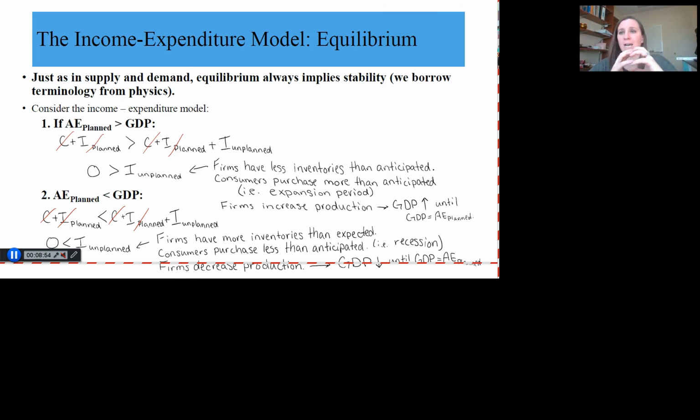So this is a brute force proof where we're saying, okay, let's just consider what could happen and how are the firms going to respond. If we're not exactly at the equilibrium, if we're too far to the left or to the right, we're going to end up going back towards that equilibrium regardless of what case we're in. So this is why it's an equilibrium and it's a stable equilibrium.